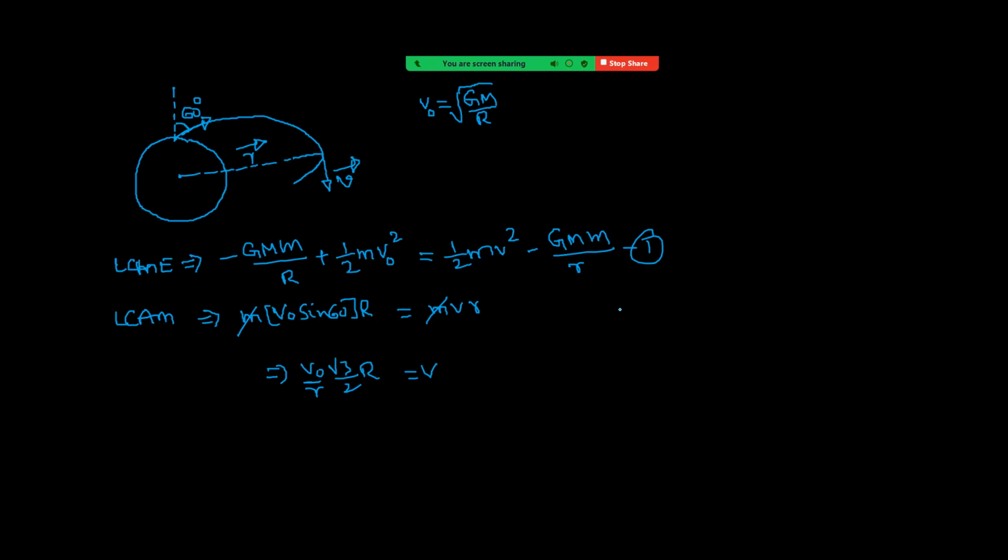Now substituting that in the first equation, we are going to get the r value. It will be 3R by 2. But the question is to find the maximum height. So this is nothing but R plus h. That means the h value is equal to 3R by 2 minus R, which is R by 2. So like this, we can get the maximum height.